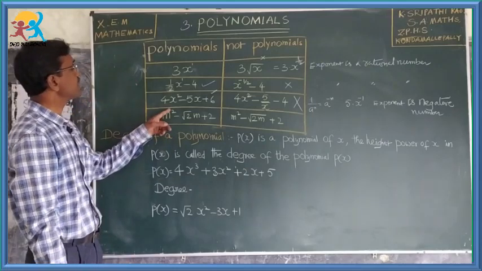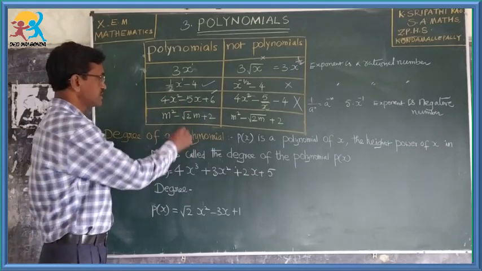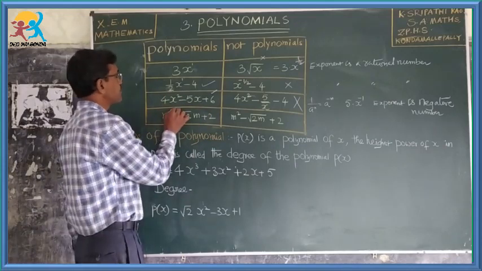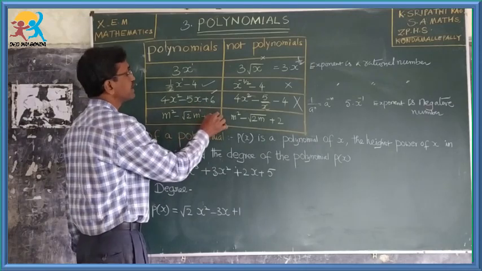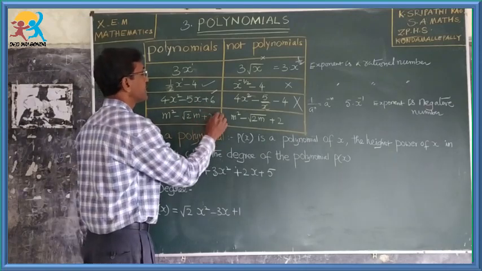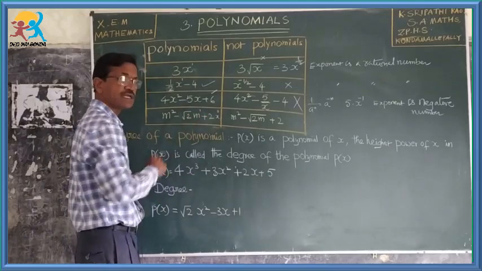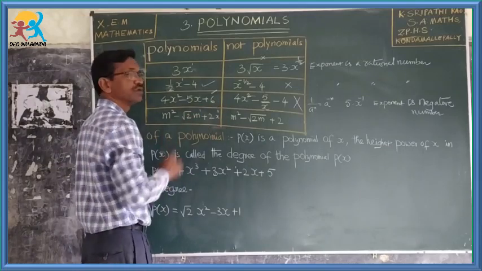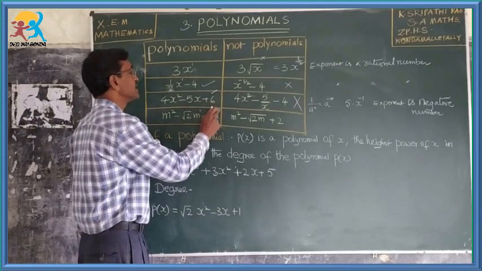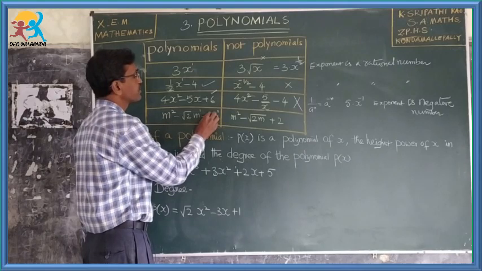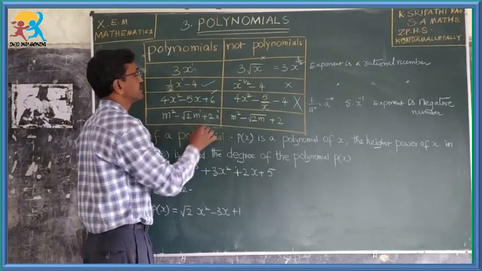Here m square minus root m plus 2. This is a polynomial. Here the exponent is 2, a whole number. Here the exponent is 1, a whole number. Here there is no exponent shown, so we can write x to the power of 0 also. If a constant is there, we can write x to the power of 0. X to the power of 0 means 1. 1 into 2, again we get 2. So therefore, the degree of the constant term is 0. We can take this one.